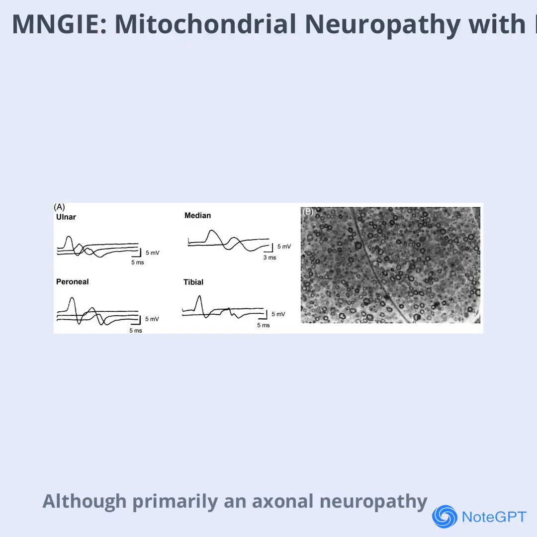Mitochondrial neurogastrointestinal encephalomyopathy, MNGIE, is a rare disorder caused by mutations in the TYMP gene. Although primarily an axonal neuropathy, MNGIE can show non-uniform conduction slowing, conduction block, and temporal dispersion, sometimes leading to misdiagnosis as CIDP. Pathology reveals loss of myelinated axons and segmental demyelination in a subset of fibers. This highlights the diverse mechanisms that can produce similar electrophysiological patterns.